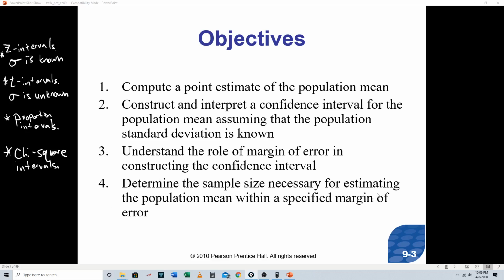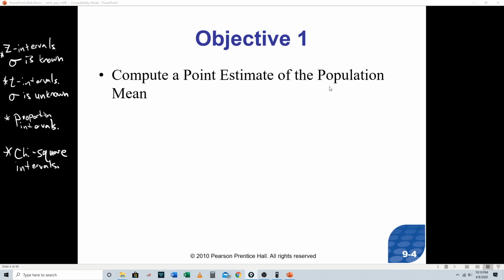Now, this is not going to be done on R, so you're going to want to make sure you write down this formula because it's a really simple formula. I may be able to find this on R, but to be honest, it's not super necessary. We'll see. I'll see if I can find something on R. So, let's get started. Compute a point estimate for the population mean.